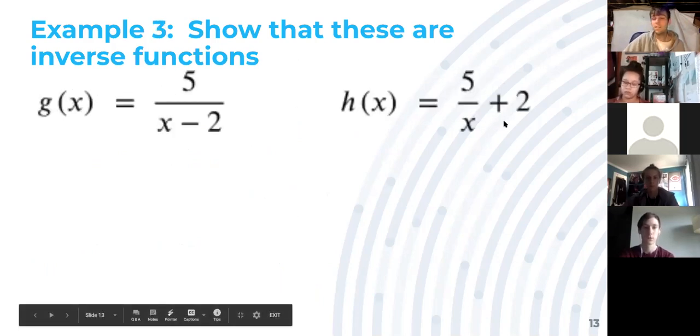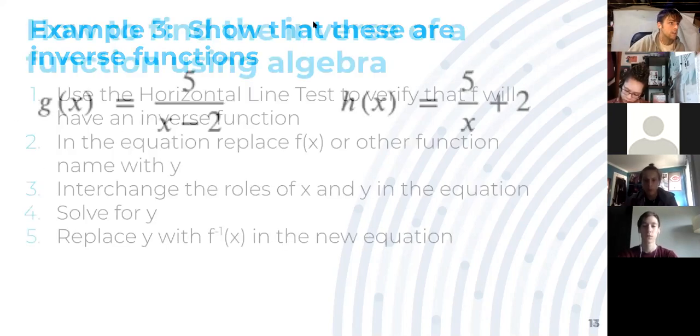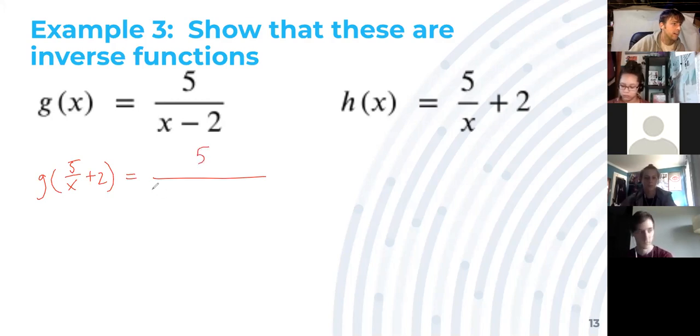Okay, so let's go ahead and show these two functions are inverses. Again, you can see they are more complicated functions, so this is going to take a little more complicated algebra to simplify it down, but hopefully we can get there. First, I'm going to do g of h of x. So I'm going to do g of 5 over x plus 2, that's my h of x function. I'm going to start off with my g of x, so 5 over x minus 2, and where the x was, I'm putting in the other function, 5 over x plus 2.